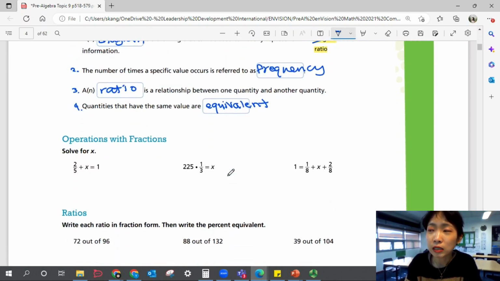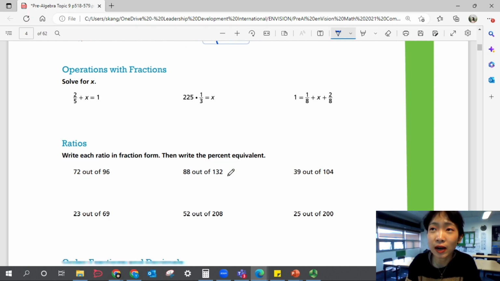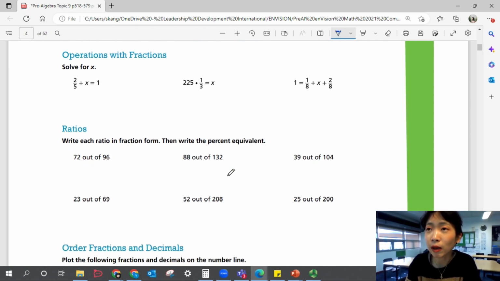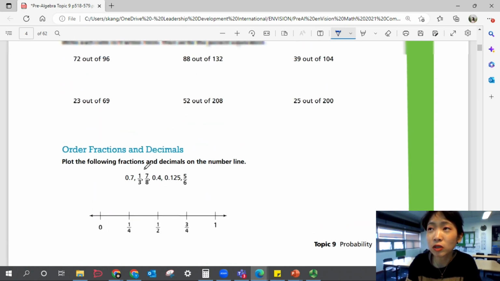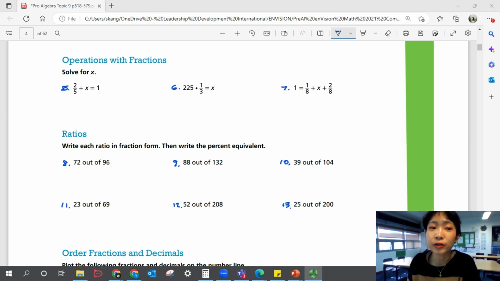So let's look at operations with fractions. Do you remember how to add, subtract, divide, and multiply fractions? So let's check if you remember them. And ratios, order fractions and decimals. So stop the video again and see if you can solve them by yourself. And come back when you're ready for answers. Okay, are you ready? So let's look at number 5. You're solving for x.